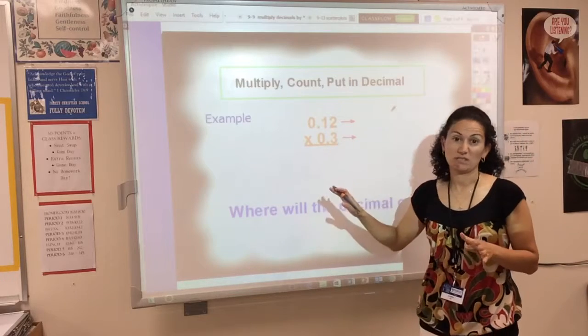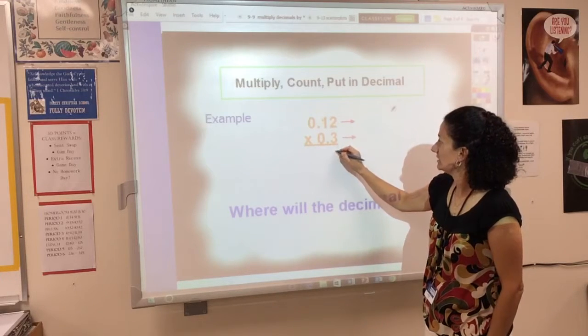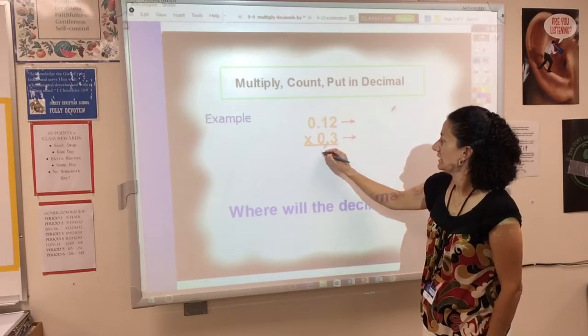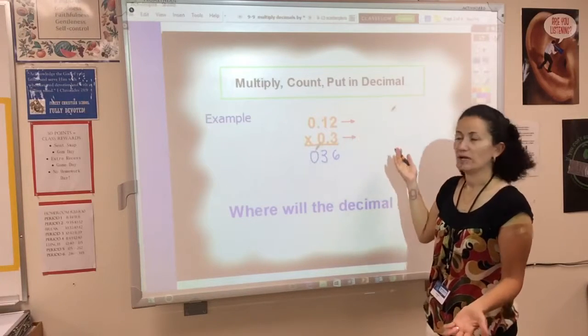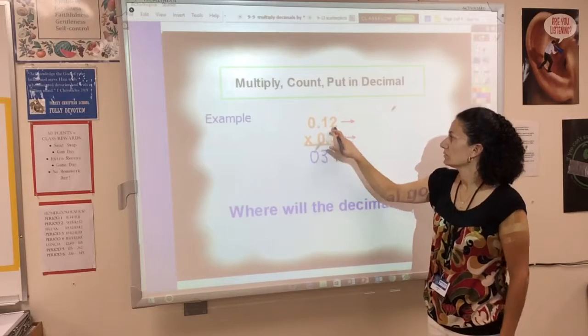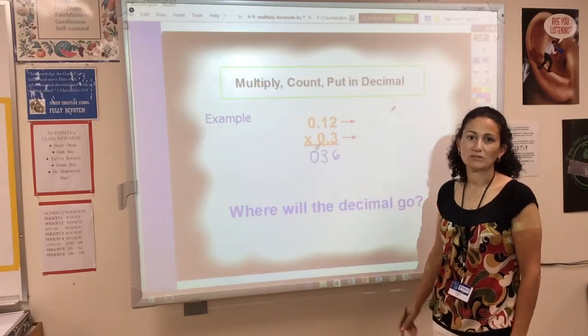I know 12 times 3 is 36. 2 times 3 is 6. 1 times 3 is 3. 0 times 3 is 0. Okay, I don't need to multiply the second row because it's all going to be zeros.